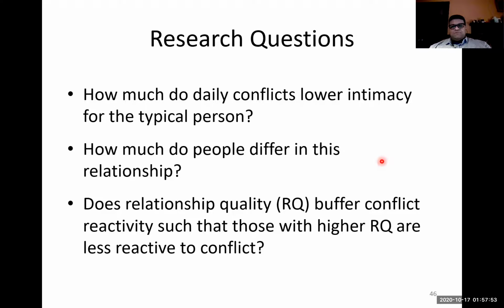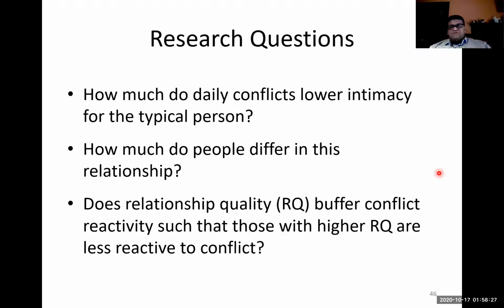And then how much do people differ in this relationship? Right, so the idea is that while there might be an effect of conflict on intimacy for the typical person, for some people that effect may be smaller, for some people that effect may be larger. And can we characterize this variability, this between person heterogeneity in this effect?